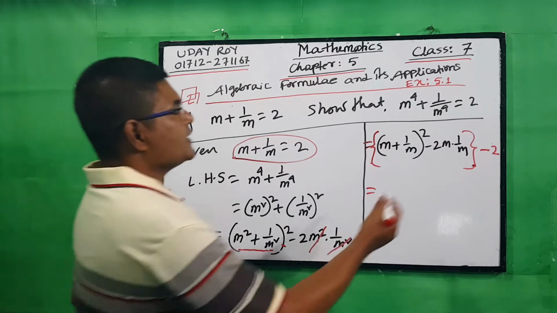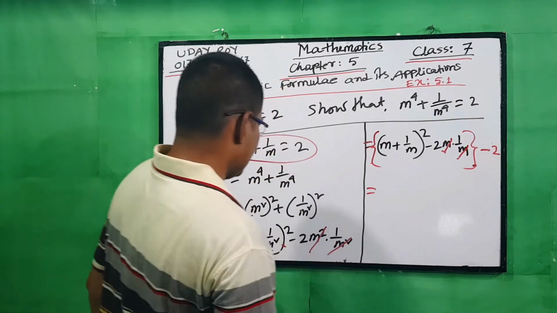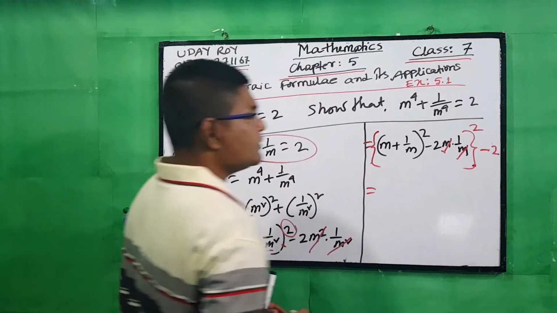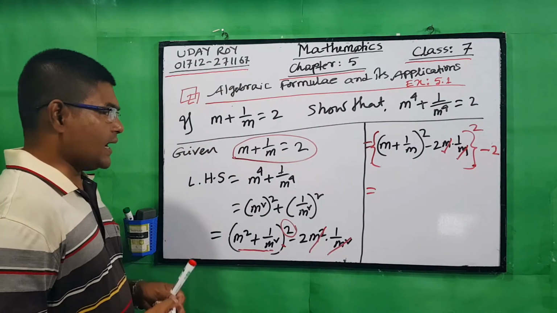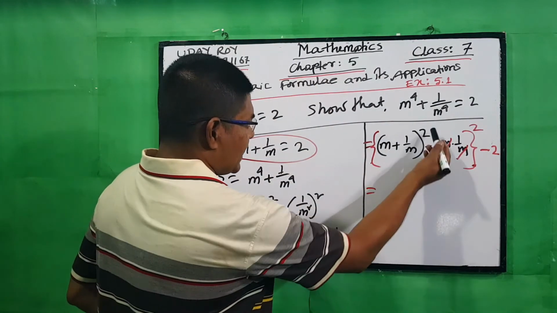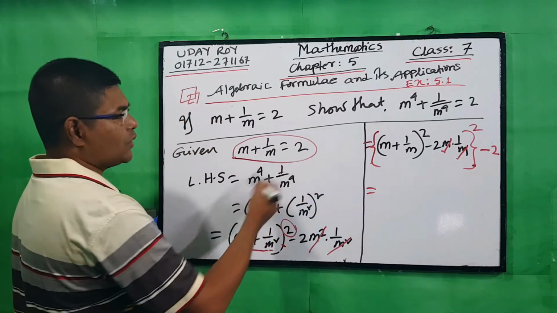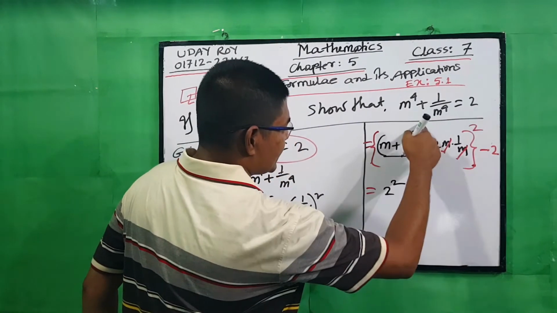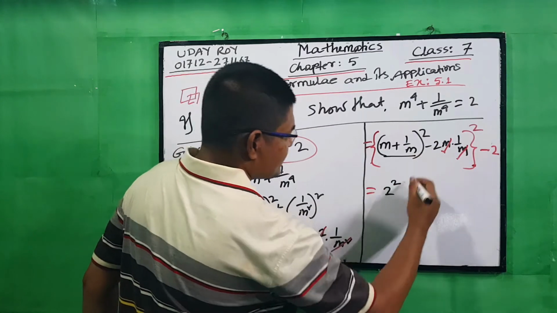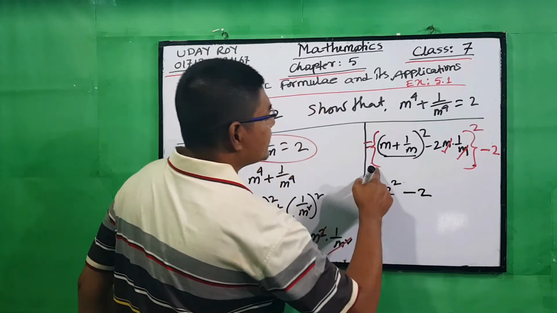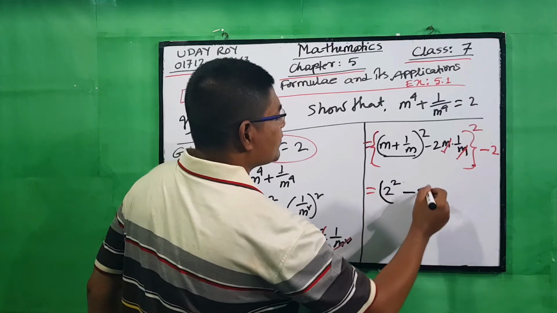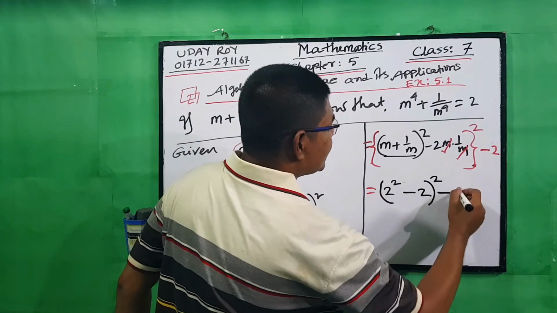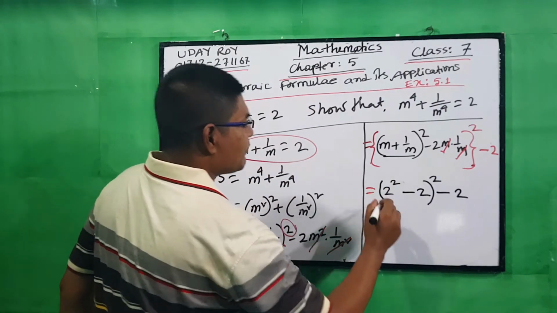Now here is m and m cut. Here is square. So here you have to give square. Now clear? M plus 1 by m whole square. M plus 1 by m equal to 2. For this reason, this value is 2. 2 square. Here is square. Here is square. Here is minus. Here is 2. This bracket and this bracket. Here is square. Here is square. This is minus. Here is 2. So here 2 is a 4.